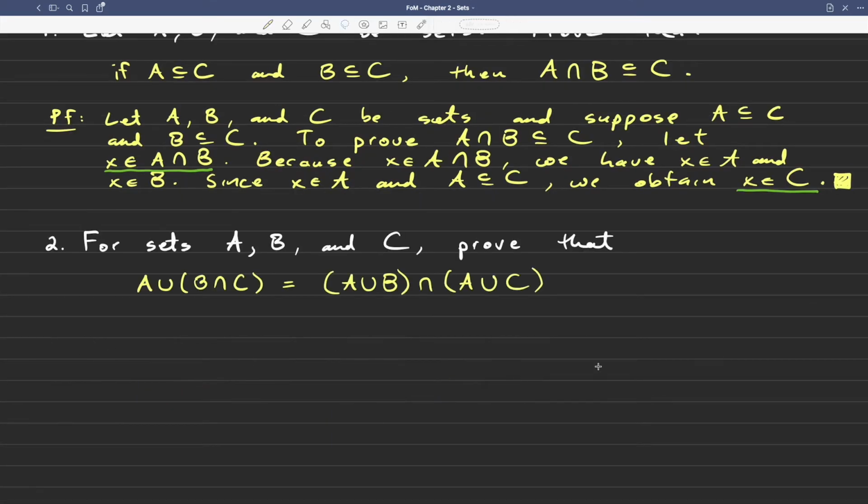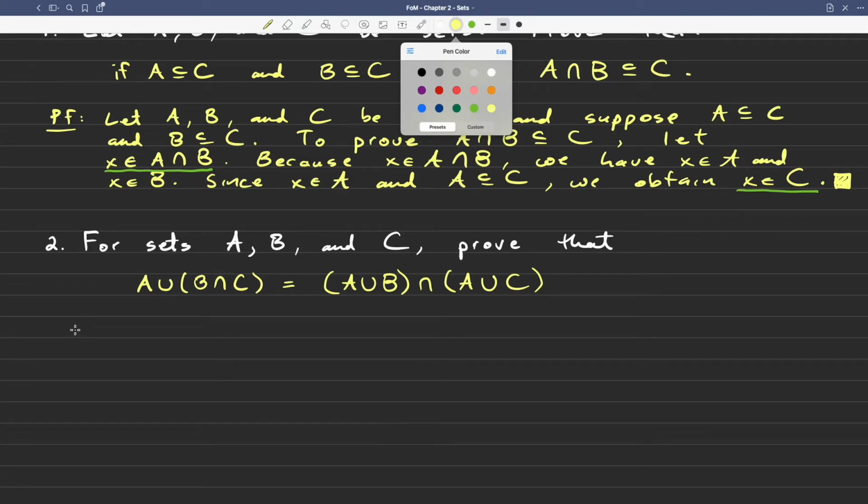All right, for the next problem, we have three sets A, B, and C, and we want to prove this equality of sets. I'm going to do this by arguing that the membership conditions are logically equivalent. So I'm going to do it this way.